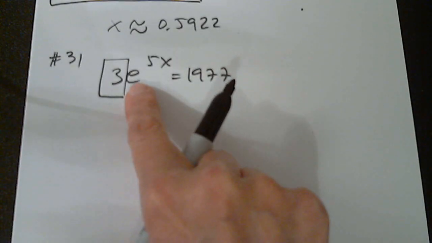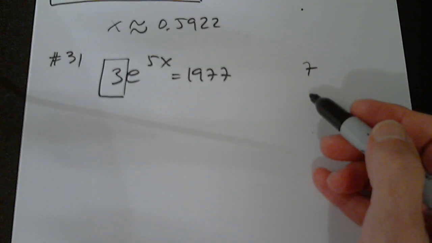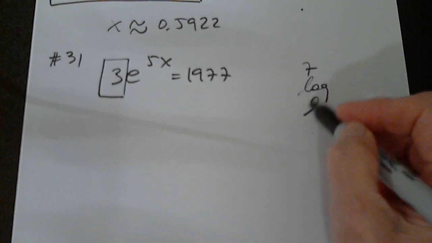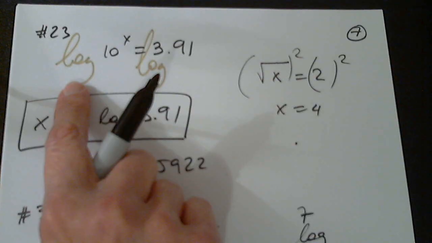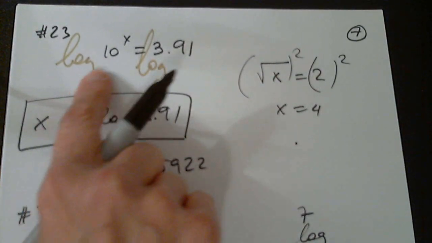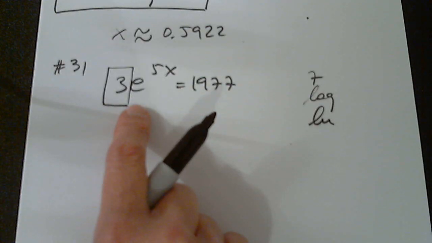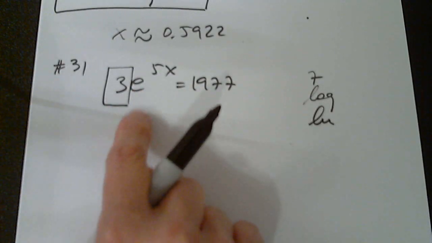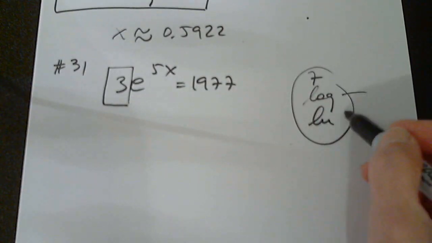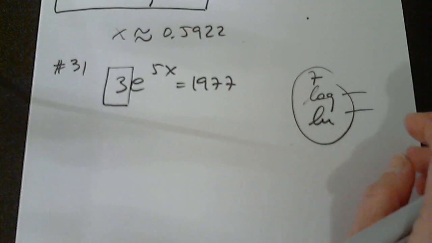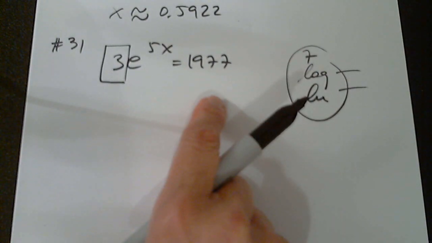Why natural log? Because I see base e. If the base is 7, it doesn't matter if I apply log or natural log. But if the base is 10, I will always apply common log, because log base 10 of 10 is 1. And if I have base e, I will always apply, I'm sorry, natural log, because natural log of e is 1. But if a base is 7, it doesn't matter. Good. How do I get rid of this? I divide both sides by it.